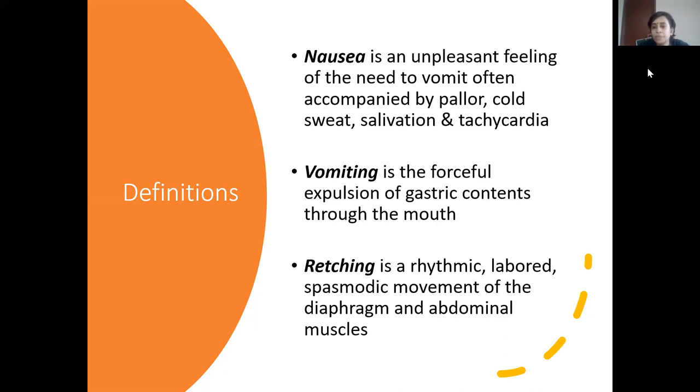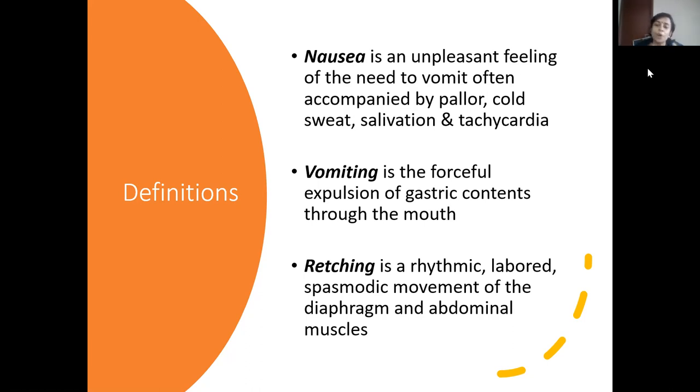So nausea is an unpleasant feeling of the need to vomit. Usually there will be symptoms like cold sweat, salivation, tachycardia, but it may not be accompanied by vomiting. It is just nausea. Sometimes nausea may be accompanied by vomiting. Vomiting is a forceful expulsion of gastric contents through the mouth. Retching. Some people very often confuse us in terms of vomiting and retching. So it's really important to ask.